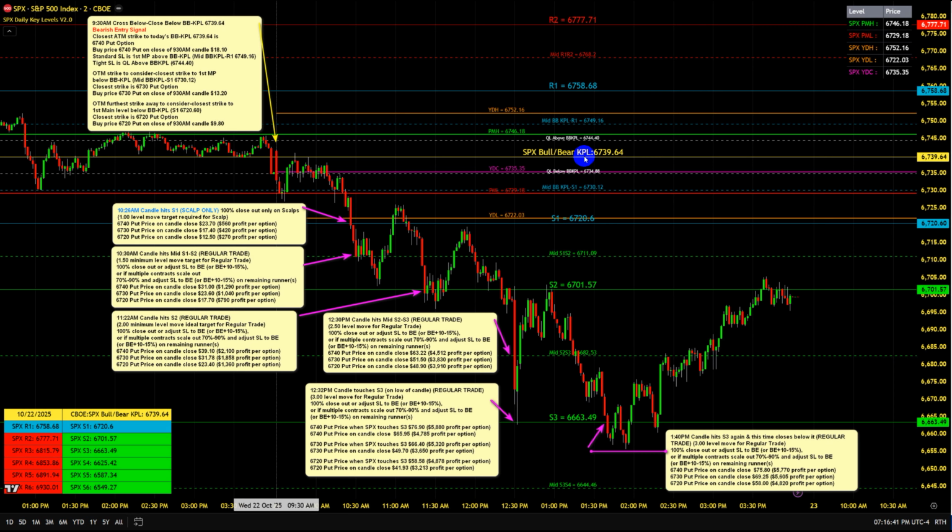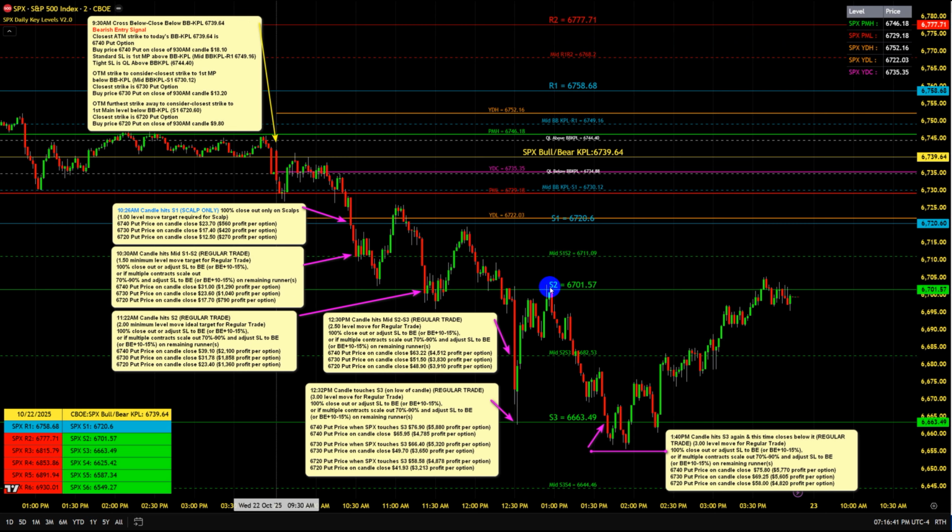If this instead was a bullish scalp, and the trade was taken from the bull bear KPL, then R1 would be our scalping exit because it would be one full level above. If we were taking a bullish scalp trade from R1, then our scalp exit would be the R2 level.